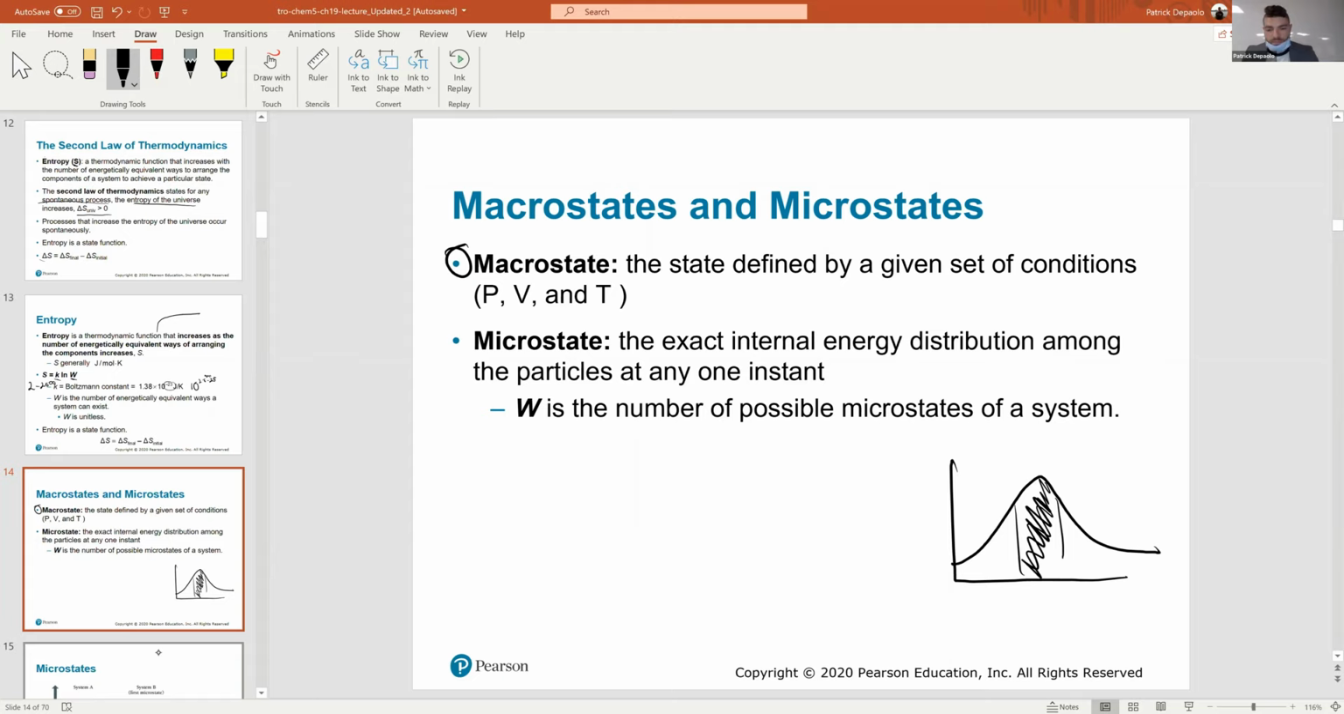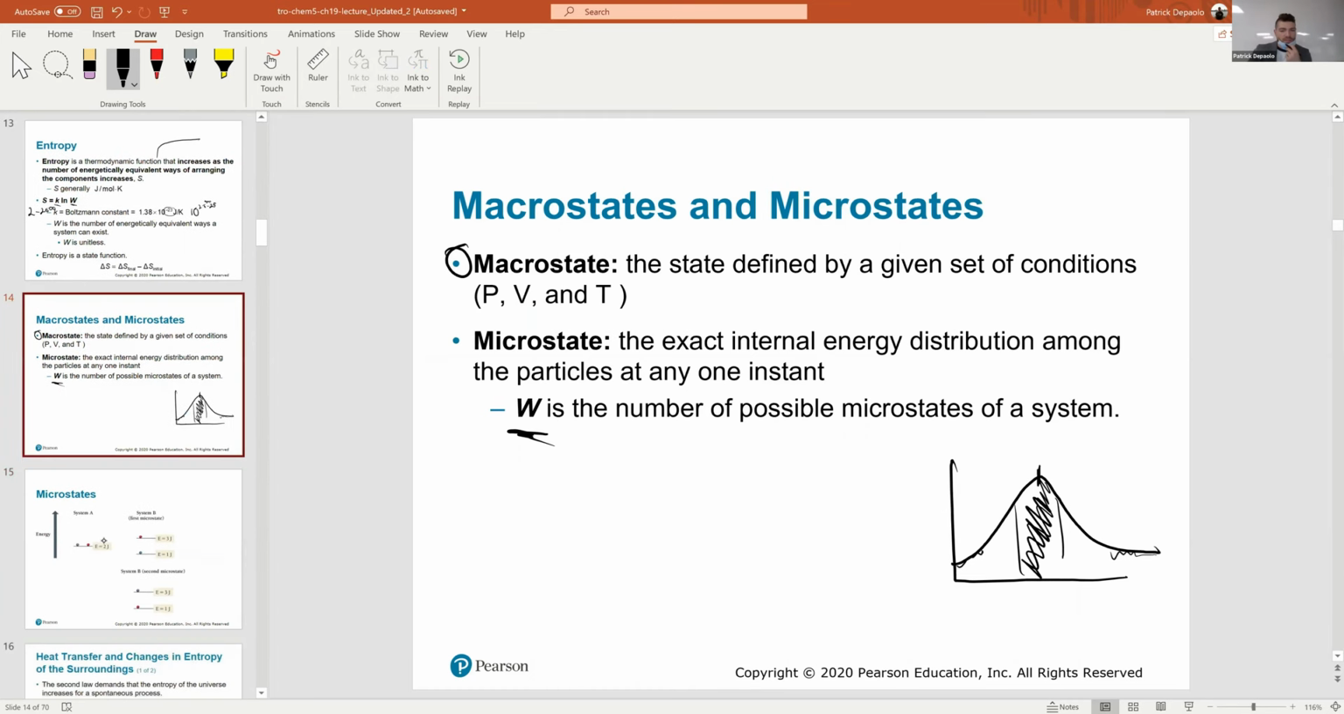Anyway, most of the molecules are around the same speed, and the average is here. But you have billions and billions of molecules at the extremes, at the extreme slow and extreme fast. So the sum of all of these different possibilities is W. So imagine that number is freaking huge. Okay, so let's take a look at microstates.